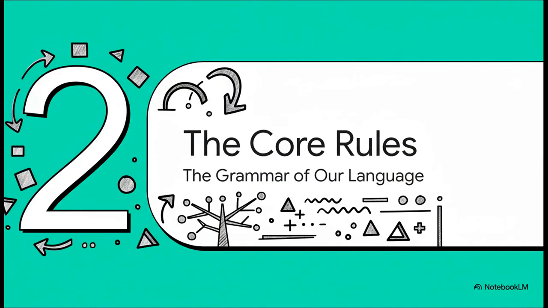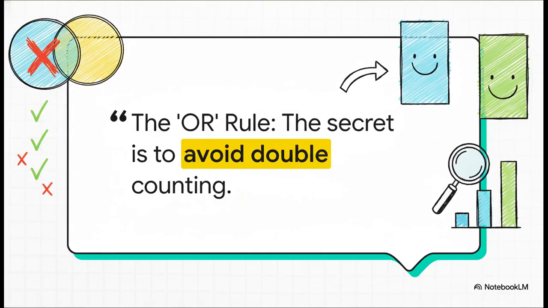Okay, so now we've got our alphabet, but just having letters doesn't make a language, does it? Nope. We need grammar. We need rules that let us string these symbols together to make really powerful predictive statements. First up, let's talk about the grammar for OR. This is also known as the addition rule. Now, before I even throw the formula at you, just remember it's one simple mission. It's all about making sure we don't count the same thing twice. That's it. That's the whole secret.